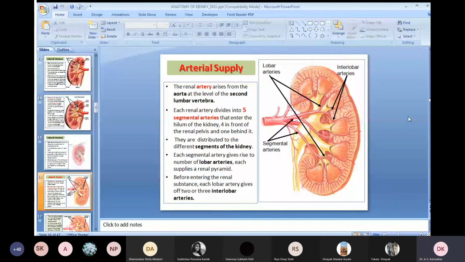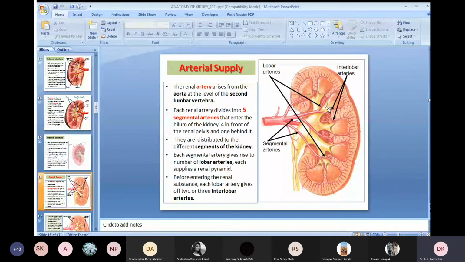Now if you see this, this is the renal artery. It will divide into 5 branches, which are called the segmental arteries. These are the 5 segmental branches, 4 on the anterior aspect and 1 on the posterior aspect. These segmental branches divide to form the lobar branches. Lobar artery means going to the lobe of the kidney. These lobar branches again divide to form the interlobar artery between the 2 lobes.